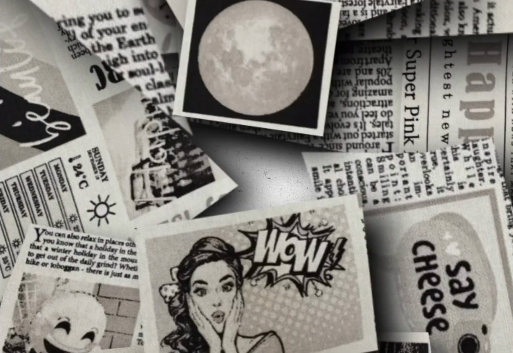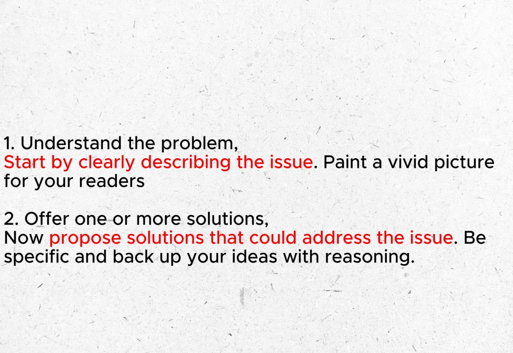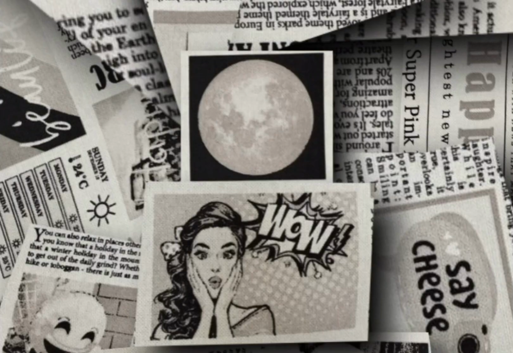Now, for example, but before that, we need to know how to write a problem solution paragraph. Step 1. Understand the problem. Start by clearly describing the issue. Paint a vivid picture for your readers. Step 2. Offer one or more solutions. Now, propose solutions that could address the issue. Be specific and back up your ideas with reasoning. Now, let's move to the example.